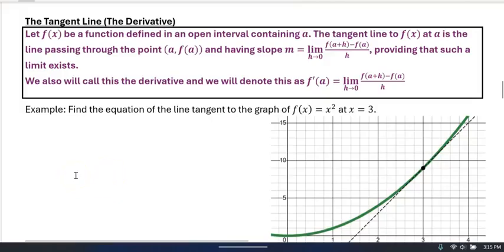So let's define that. The tangent line, which we will also call the derivative. This is huge. We're going to be talking about this word a lot in this class. All right, so let f of x be a function defined on an open interval containing a. Then the tangent line to f of x at a is the line passing through the point a comma f of a and having the slope where this is true. What's going on here? Notice it's a limit, a limit as h goes to 0. On the top we have f of a plus h minus f of a. That's what we had before. That's the definition of our secant.